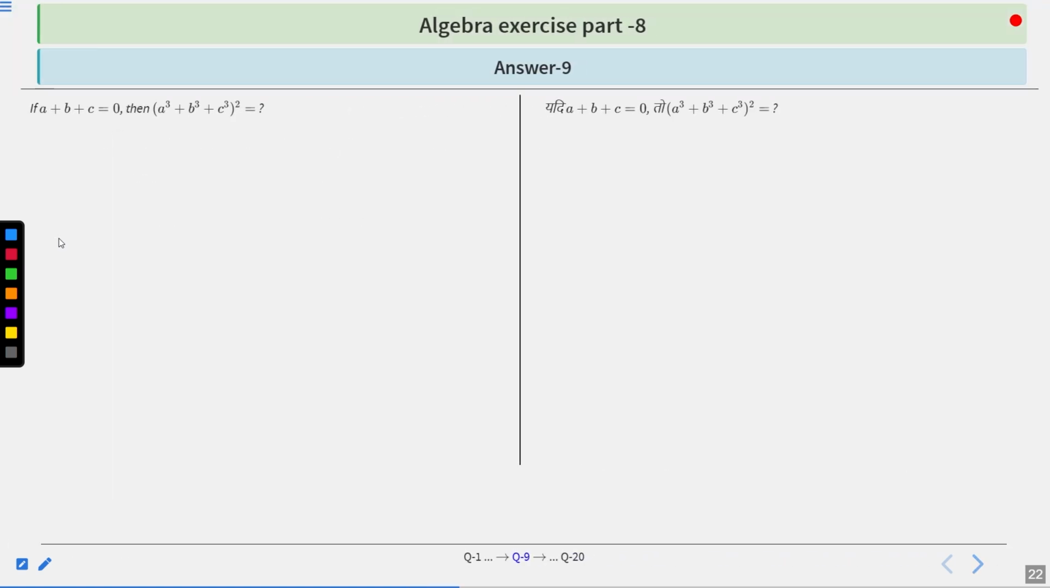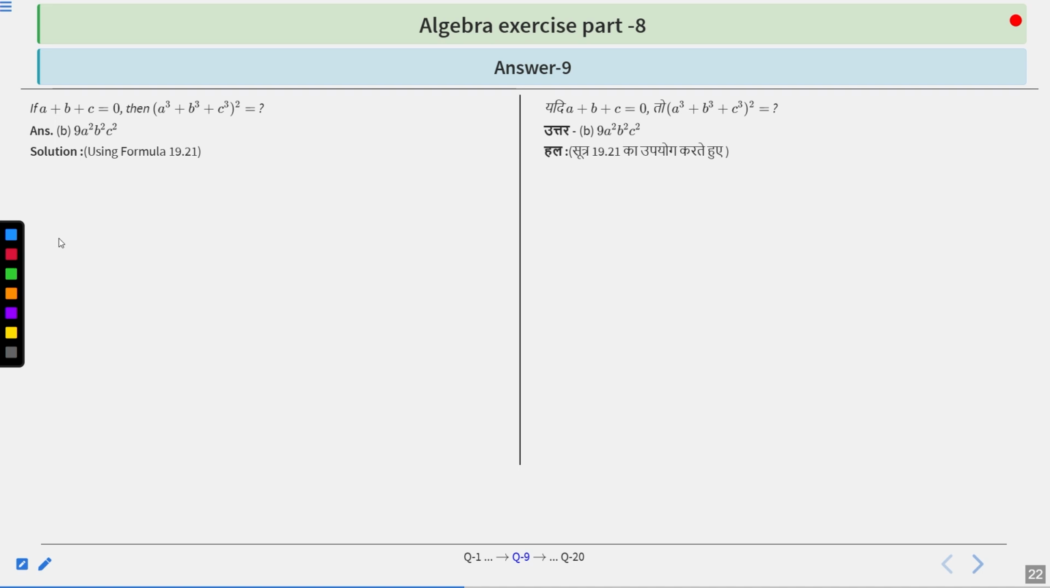So we were given a plus b plus c equal to 0, and we have to find the value of (a cube plus b cube plus c cube) whole square. The correct answer to this question is option number B, 9 times a square, b square, c square. Now let us look at the solution of this question.